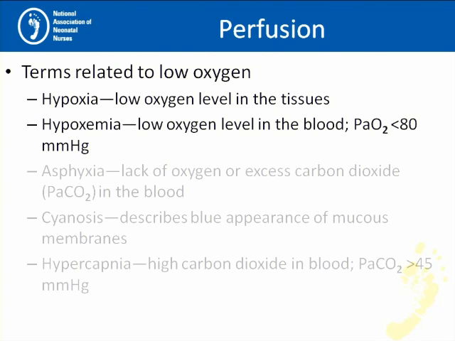Hypoxemia, low oxygen level in the blood, PaO2 less than 80 millimeters of mercury. Threshold may be different for preterm infants. Arterial blood oxygen level is low due to intrapulmonary shunt from ventilation perfusion mismatch, as seen in atelectasis, hyaline membrane disease, pneumonia, and hypoventilation. Extrapulmonary shunt from blood bypassing the lungs for oxygenation, as in congenital heart disease and pulmonary artery hypertension.